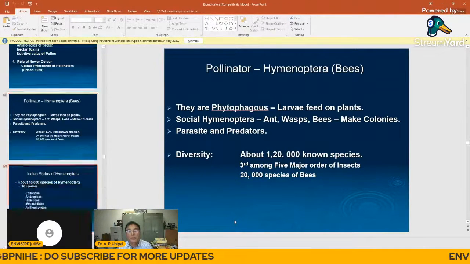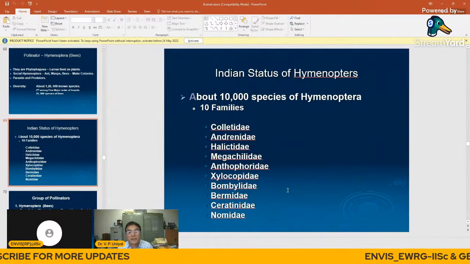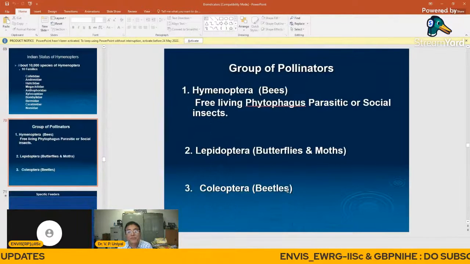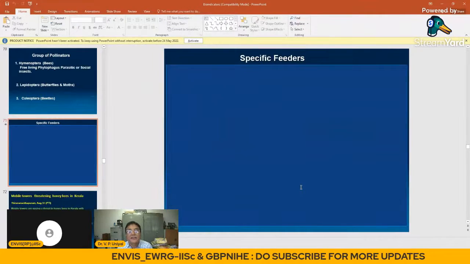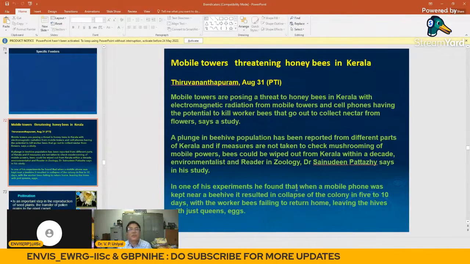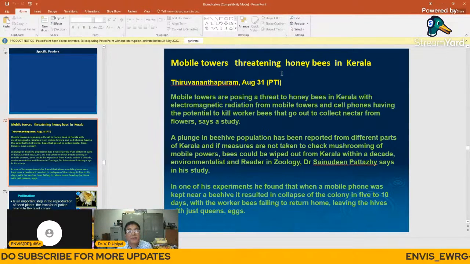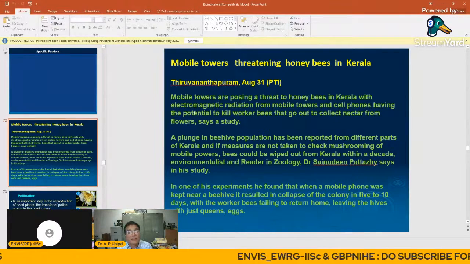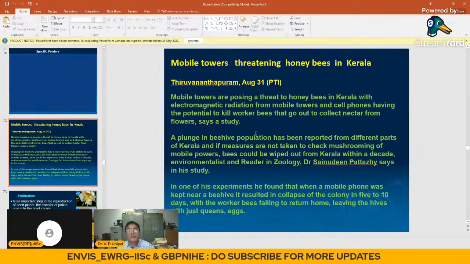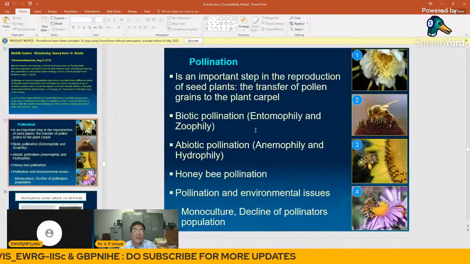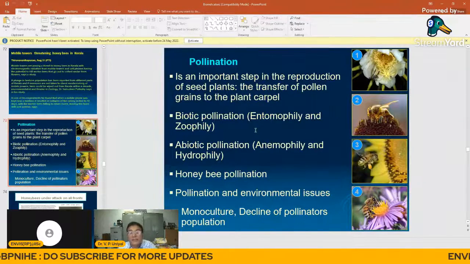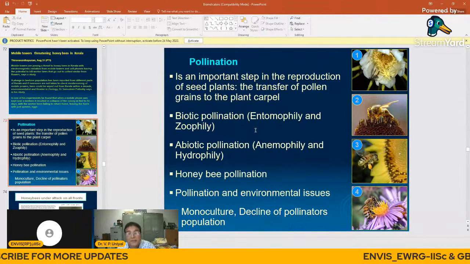So there are some important families of pollinators: bees, butterflies and beetles. You can see this large number of beetles and bees being threatened by mobile towers. They are posing threats to the bees. In Kerala, the electromagnetic radiation from mobile towers and cell phones has the potential to kill worker bees, because bees travel 8 to 10 kilometers to collect pollen.